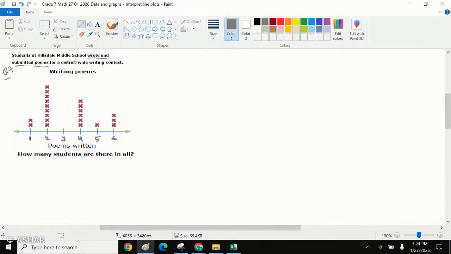Frame, focus here. Okay. One poem was written by how many students? 2 students, right? 2 poems were written by 1, 2, 3, 4, 5, 6, 7, 8, and 9. 3 poems were written by no one. 4, 1, 2, 3, 4, 5, and 6. 4 poems were written by 6. 5 was written by 1, and 6 were written by 3. Okay.